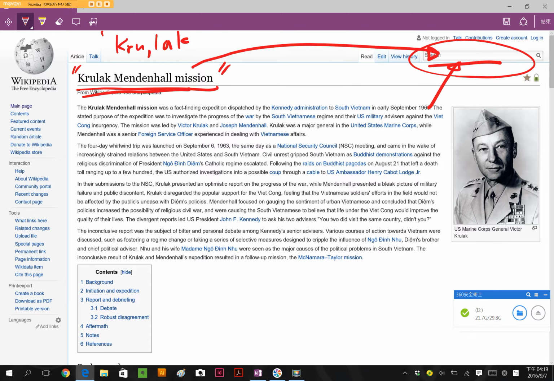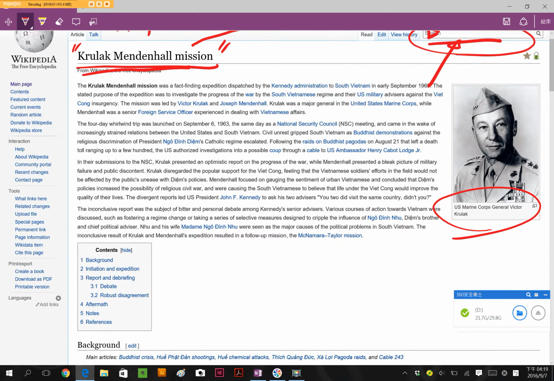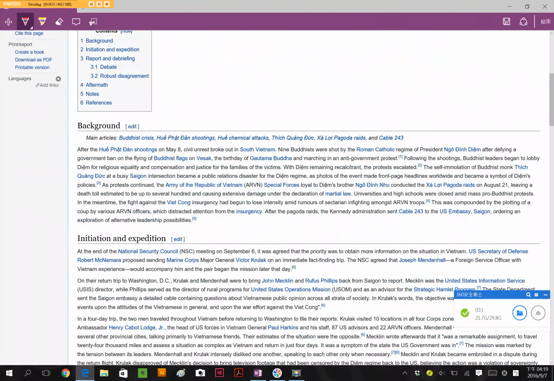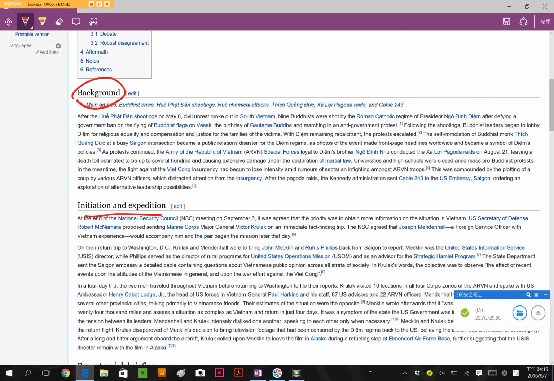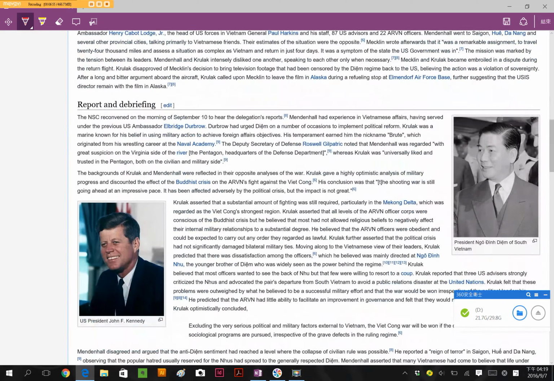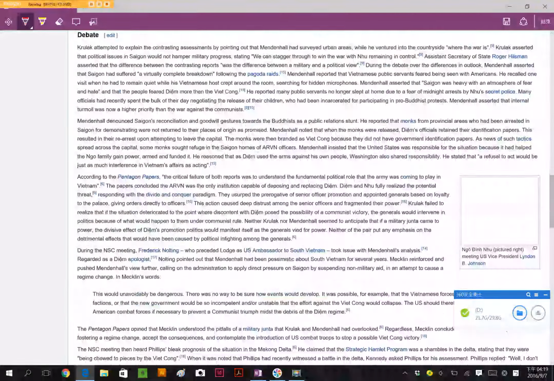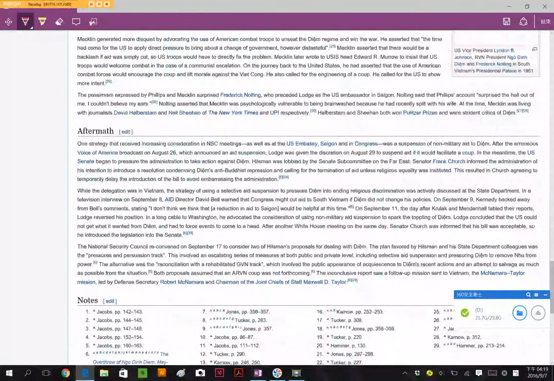Gulag Mandelholm Mission. Okay, first thing, you can see his image, the photo of him in uniform. That's U.S. Marine Corps General Victor Krulak. And then you can check his background, and who he was helping or against, and a lot of info.